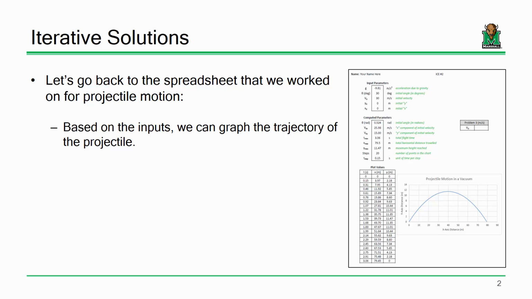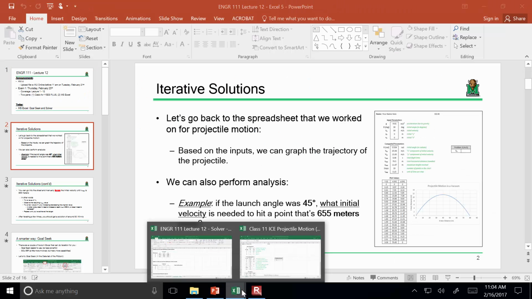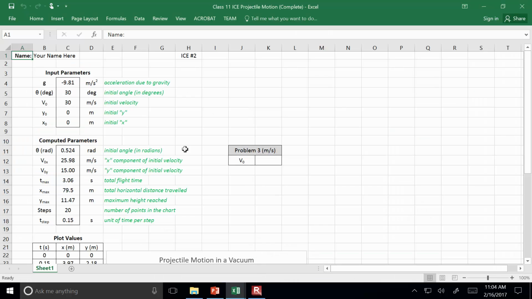Because what you did last time was you created this graph of what the trajectory would be. And you also predicted X max, which is the range of the projectile. So for example, for a certain launch angle and a certain initial velocity, how far that projectile will travel. So let me get my spreadsheet from last time. Here it is, the projectile motion.